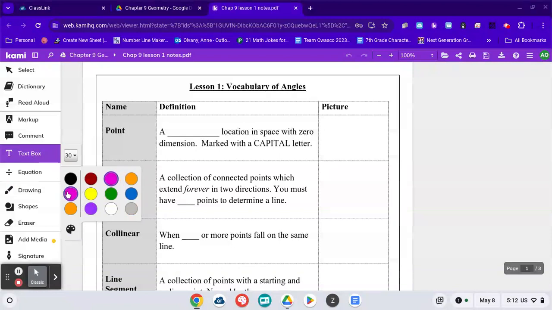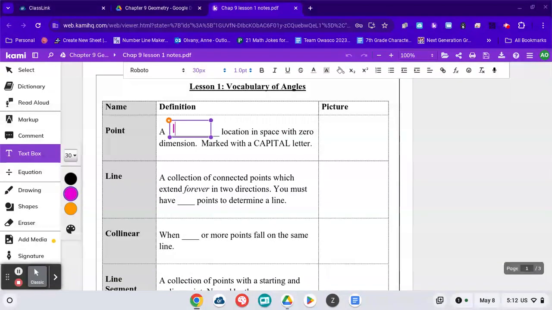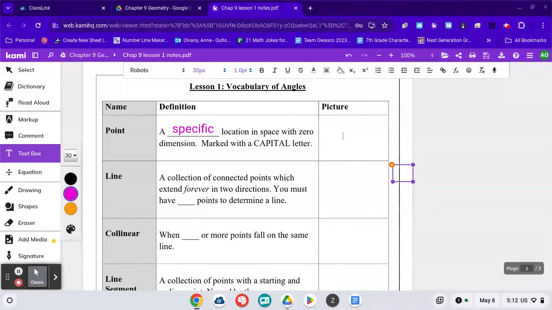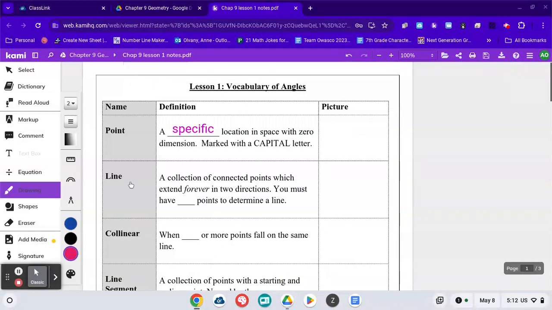Everything starts with a point. A point is a location in space. It is a specific location in space. It doesn't have any dimension. It is simply, here is the point. We mark it with a capital letter. It looks like this. This is a point, and we label it with any capital letter. I'm going to label it A because it's the start of the alphabet and also the start of my name.